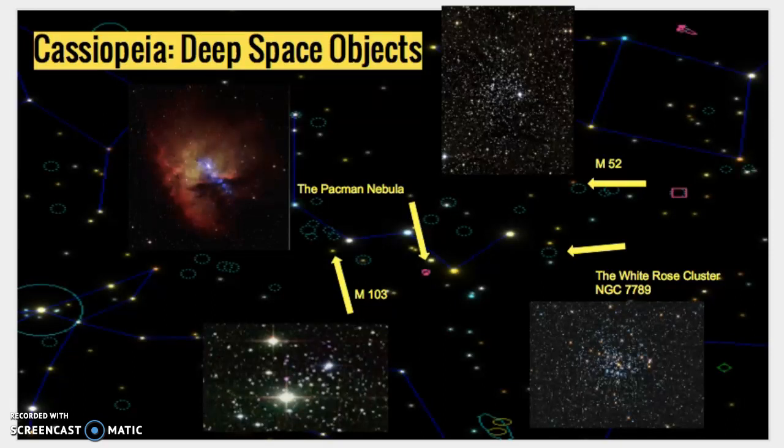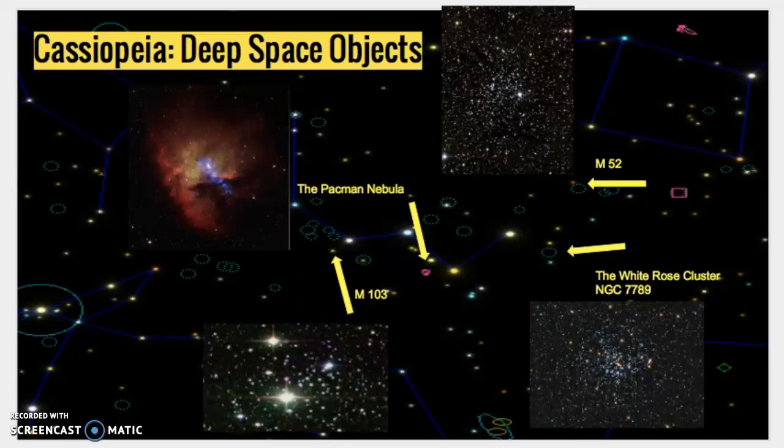Moving over to the right of that is M52. It's an open cluster. It's 5,000 light years away from Earth, and we could see it with binoculars. Now if we go down and to the left, I have M103, which is also an open cluster. This one is 10,000 light years away from Earth, and it contains 172 stars.